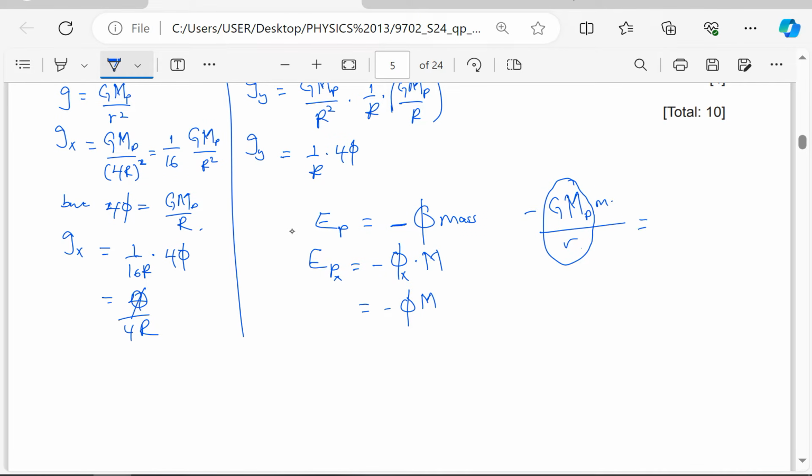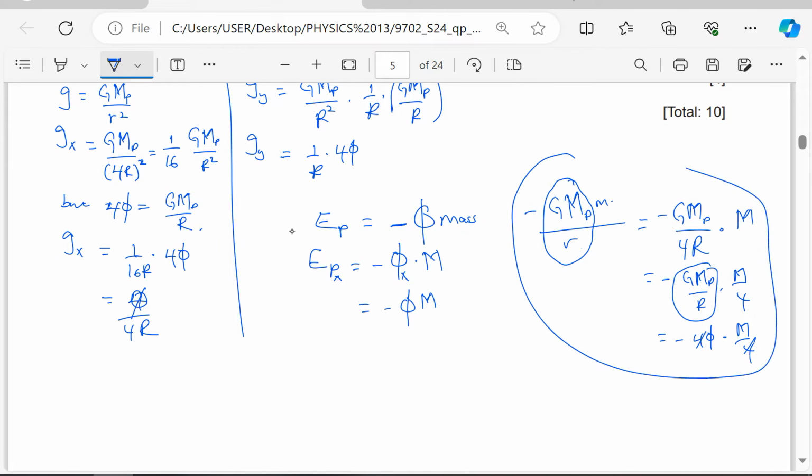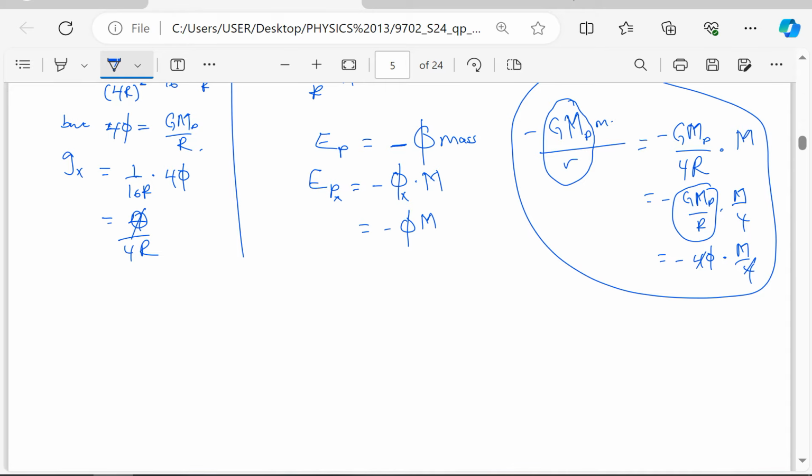So for X, this would be negative capital G, capital MP divided by 4 times capital R, then times the mass of the satellite, which is negative G, capital MP over R times M divided by 4. But remember, this one alone was 4 phi, so times capital M over 4. This is a repetition, so it takes us back to the same thing, but I will apply it on Y. So gravitational potential energy for Y will also be negative.